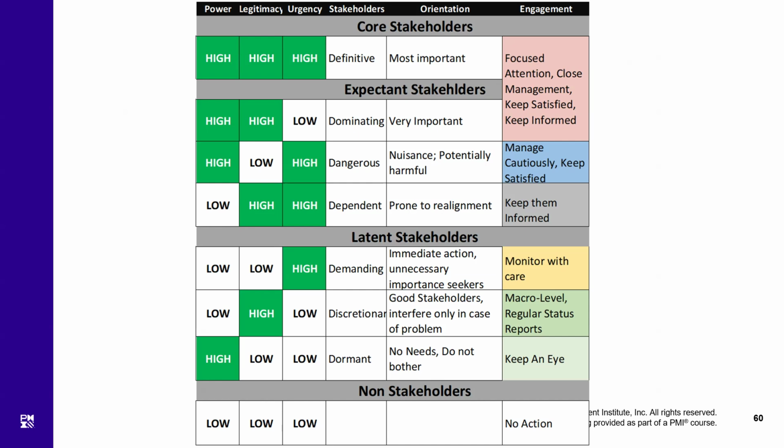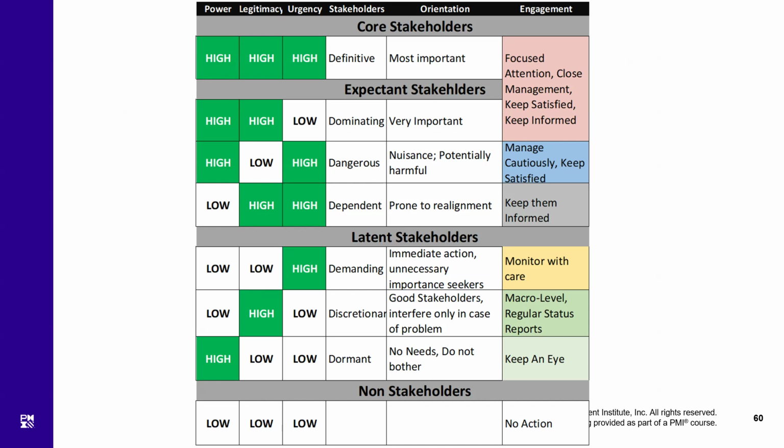It's a very noisy one. In the latent category, we have got a demanding stakeholder. This is the noisy one. He is always saying, I am important. This job is urgent. Please do only this job, nothing else. But he doesn't have any power. He doesn't have any legitimacy. They are very demanding. So they need immediate action.